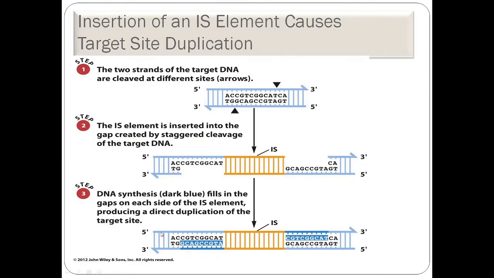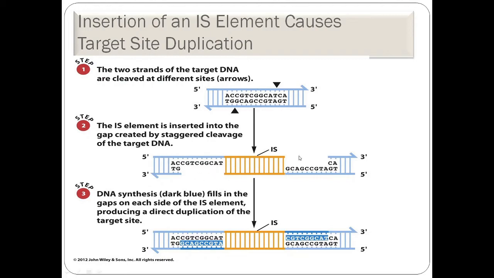Now next, insertion of an IS element which causes target site duplication. First, what will happen? This DNA is present. The DNA is cleaved at different sites, at these arrows you can see here, first and second. Here it will be cleaved, and when it is cleaved, a staggered cleavage will occur, and at this site now the gene will be inserted. Now here a gap is present.